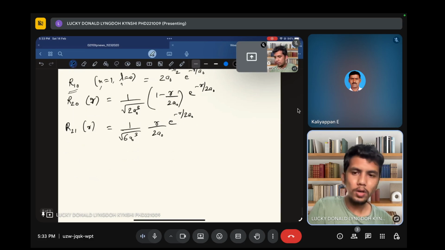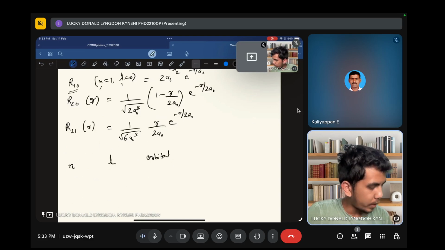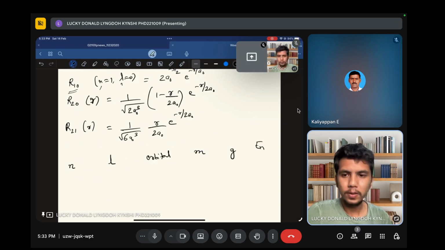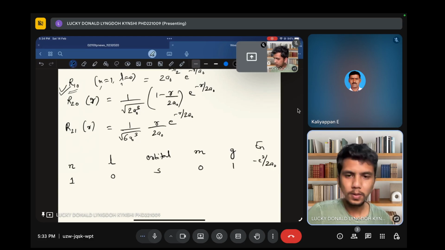Now, if you want to understand more about this, let me write n, L, orbital, m value, degeneracy value, and En. Okay, so when n is equal to 1, L equal to 0, this is given with R10, right? Orbital means s orbital, m equal to 0, degeneracy is 1, and energy is equal to minus of e squared over by 2n. Okay, that is the first one.